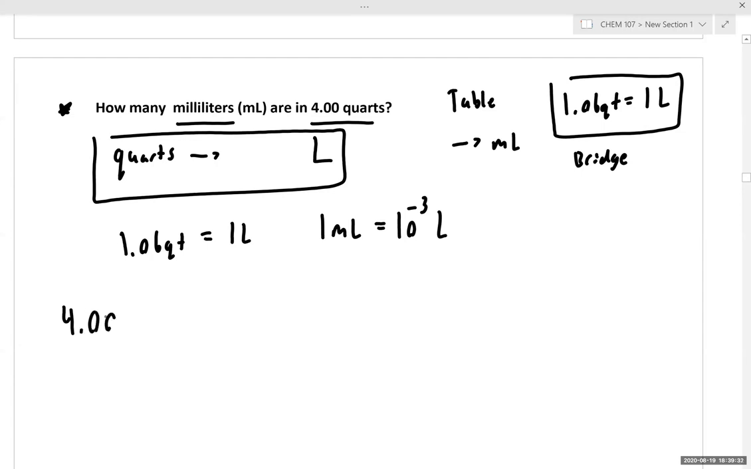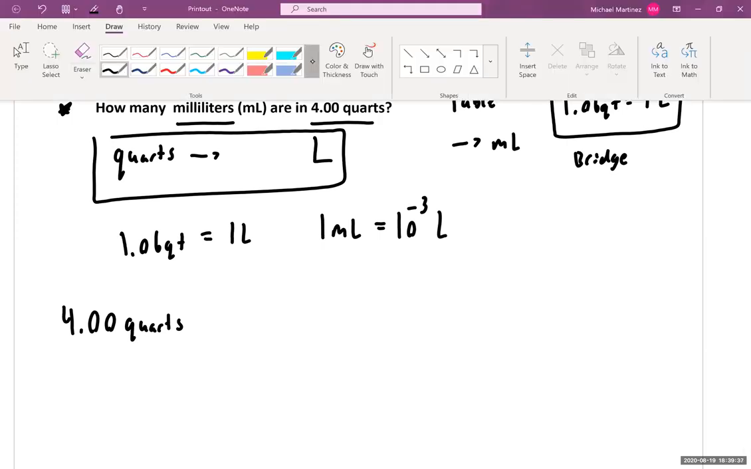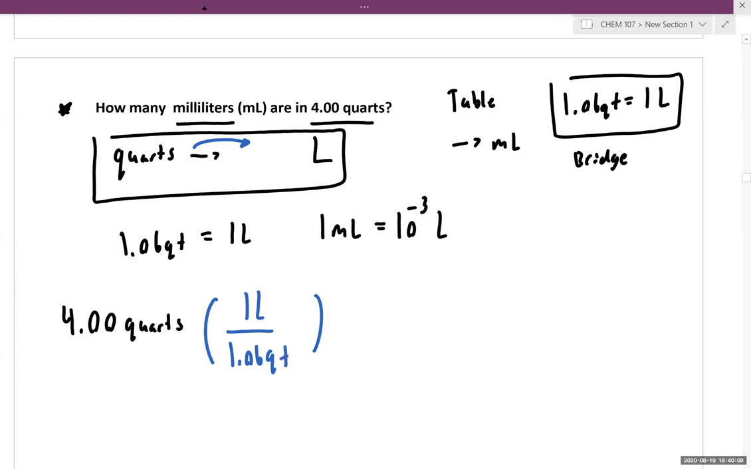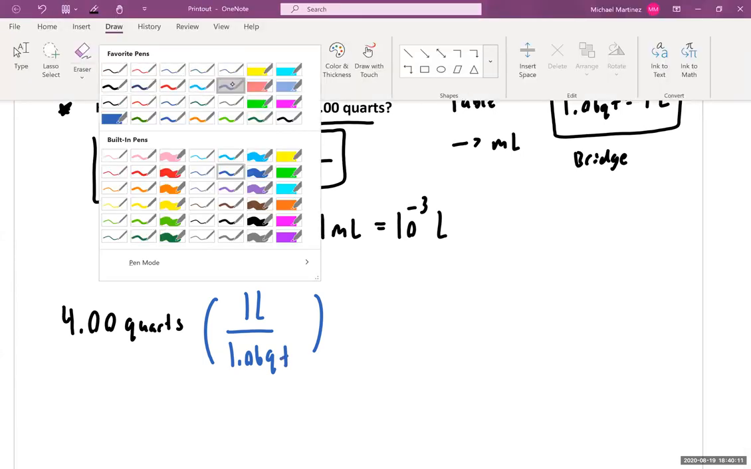So if we have 4.00 quarts, in our first step, we're going from quarts to liters. So what units go on top? Liters. So we know we have 1 liter, and what units are going to go on the bottom? Quarts. Yep. So we have 1 liter is equal to 1.06 quarts. Okay, so we bridged our first conversion.